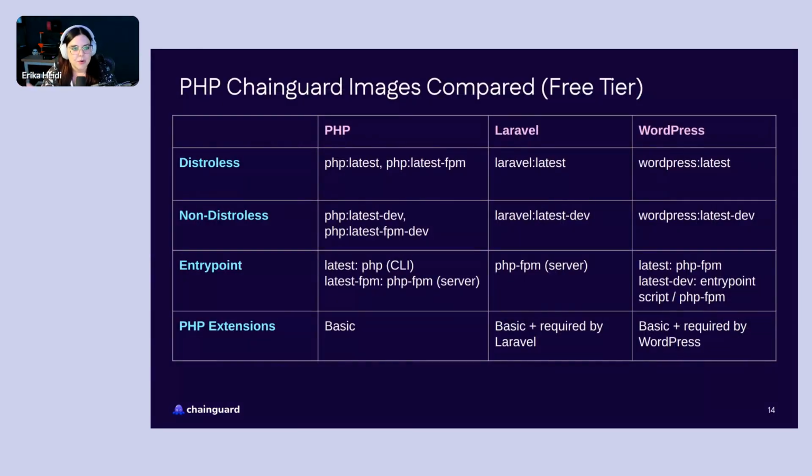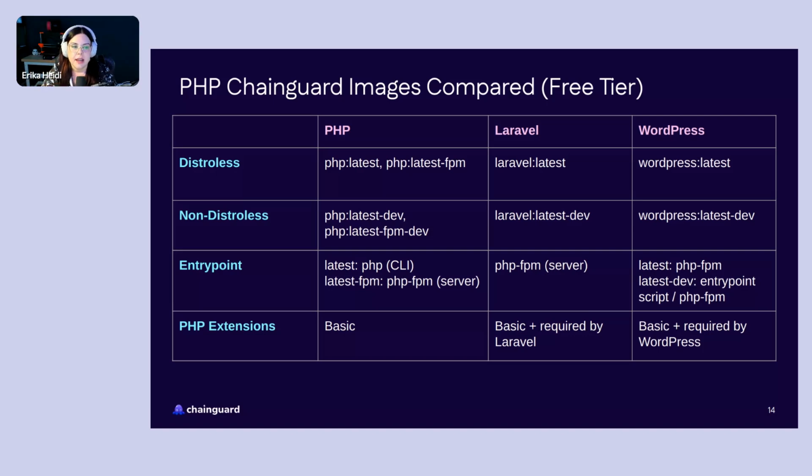So we have here a table comparing the images that are available for anyone to pull free of charge, free tier developer images. We have 3 images and they have different variants. This table is to compare them, to see a high level overview of the differences. The PHP image has a PHP FPM variant. The Laravel and WordPress are unique images, only WordPress, only Laravel. And Laravel and WordPress have PHP FPM as entry point. The WordPress image also uses an entry point script. I will talk about this later.